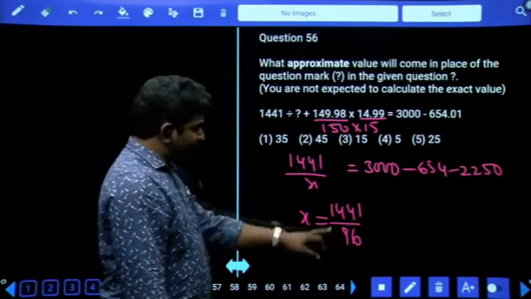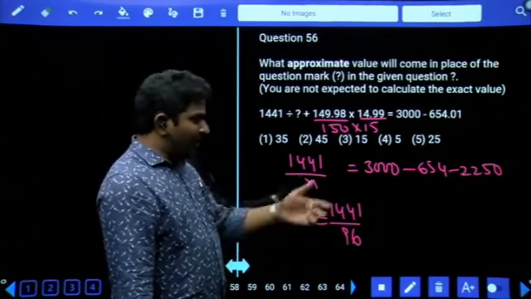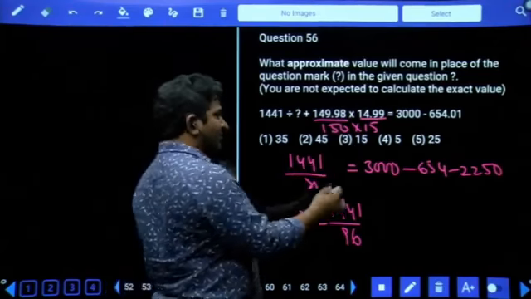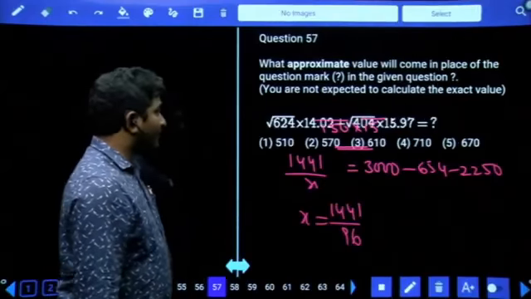10 times is 960, more than that. 20 times is 1920, less than that. More than 10, less than 20. The answer should be more than 10, less than 20. There is only one, the third option answer.